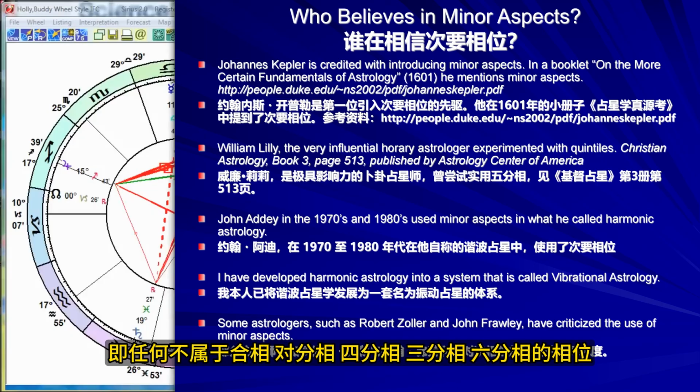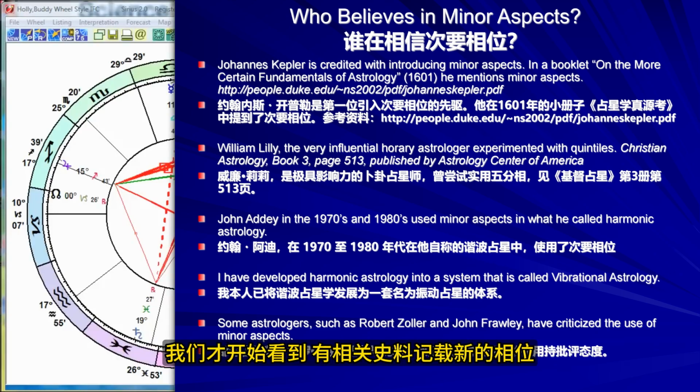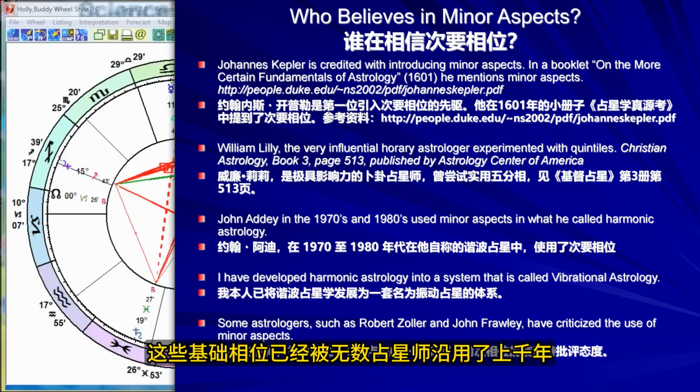Any aspect that's not a conjunction, opposition, square, trine, or sextile, those 5 were laid down over 2,000 years ago as being important, but it wasn't until around the year 1600, is what the historians tell us, that we start seeing evidence of this alternative idea that there could be more aspects than the ones that were mentioned and used by so many astrologers for so long.